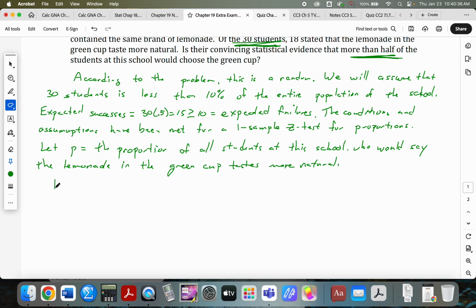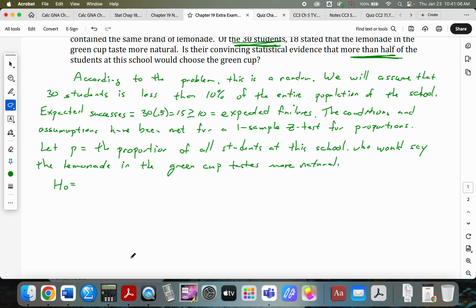All right, so what is our null hypothesis here? What is it that they're purporting? What are we trying to decide? More than half the students at the school would choose the green color. So the null hypothesis is we don't believe that. Okay. So less than half. Not quite. Not half.